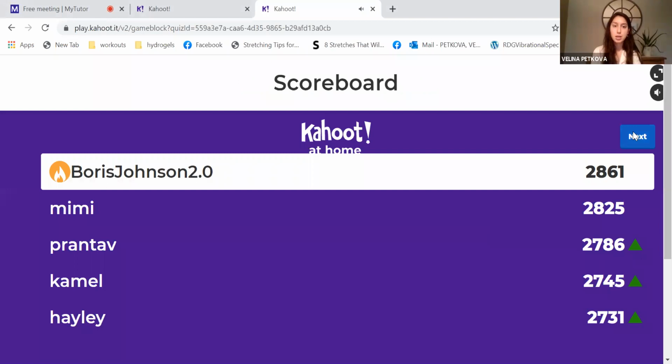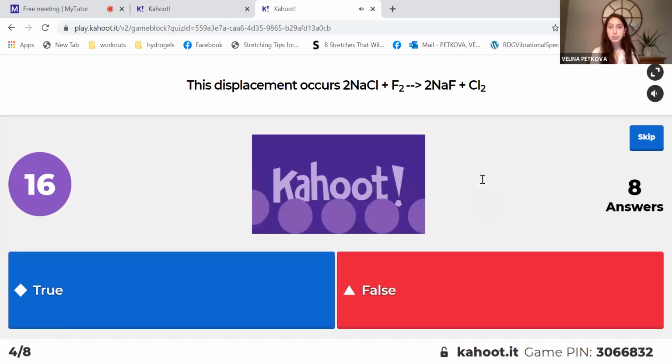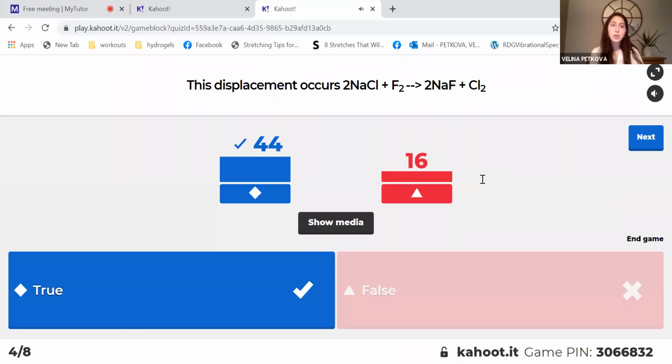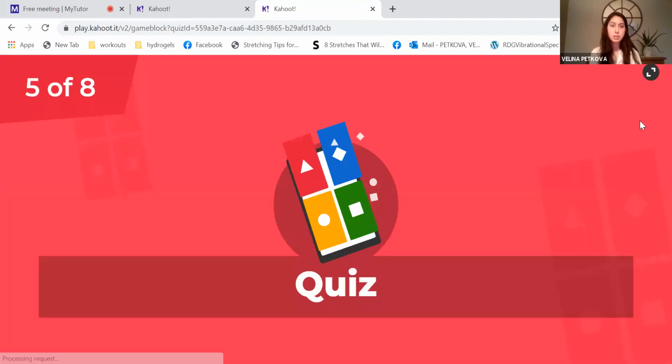Okay. True or false? This displacement reaction would occur. Is this true or false? Brilliant, well done, majority correct. So fluorine is more reactive than chlorine. So it would occur. Boris Johnson keeps his lead.